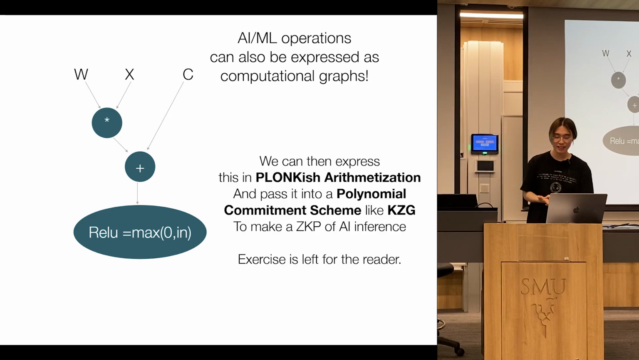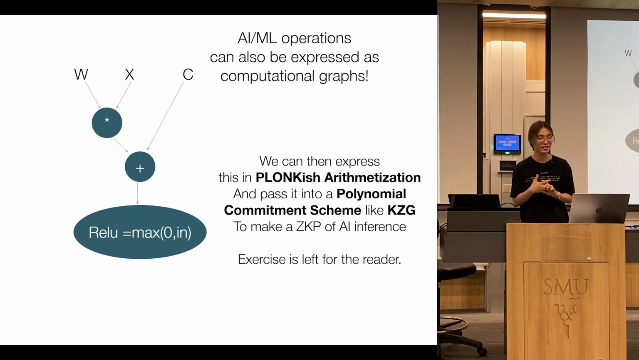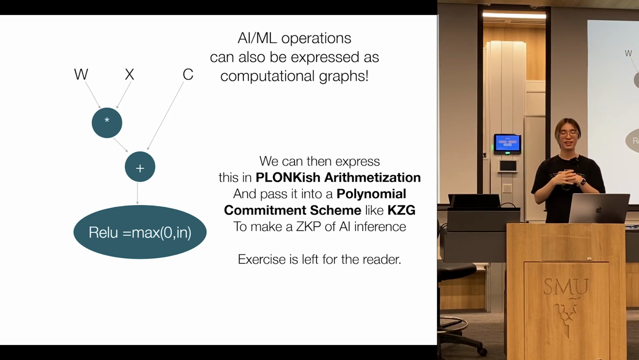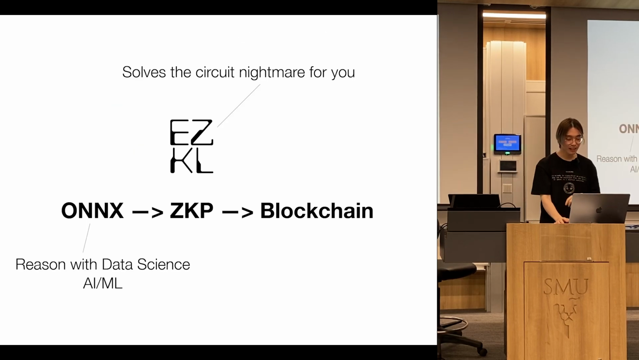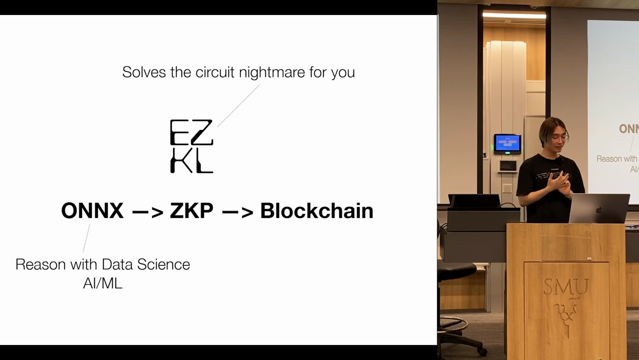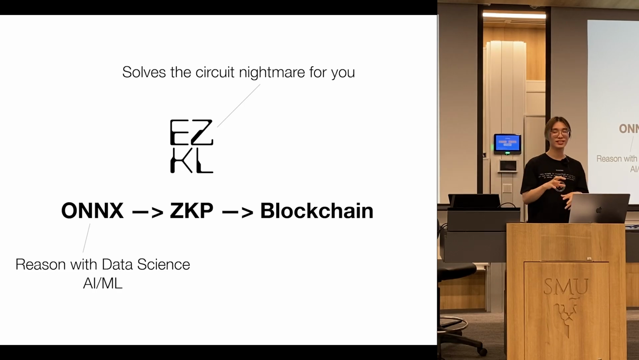And so this is the basis of the project that I'm doing called Ezekiel. With the concept of Plonkish arithmetization and polynomial commitment schemes, you're now able to express neural networks. So this is kind of handy. If you want to write a neural network, you can use things like TensorFlow or PyTorch and convert it into this format called ONNX. And so we are heavily reliant on ONNX to produce ZKPs.